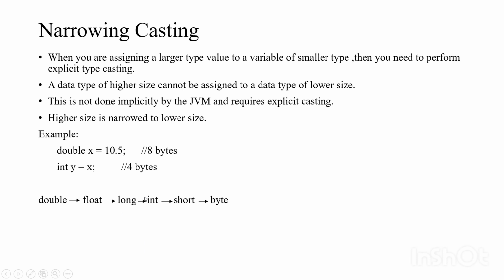So here we will see the example of narrowing casting. Double x stores 10.5, which is 8 bytes, and x is assigned to the integer data type, which stores 4 bytes of data. That is nothing but narrowing casting. In narrowing casting, a larger type of value is assigned to a variable of smaller type, and for that purpose we need to perform explicit typecasting, but in widening casting we don't need to perform explicit typecasting.